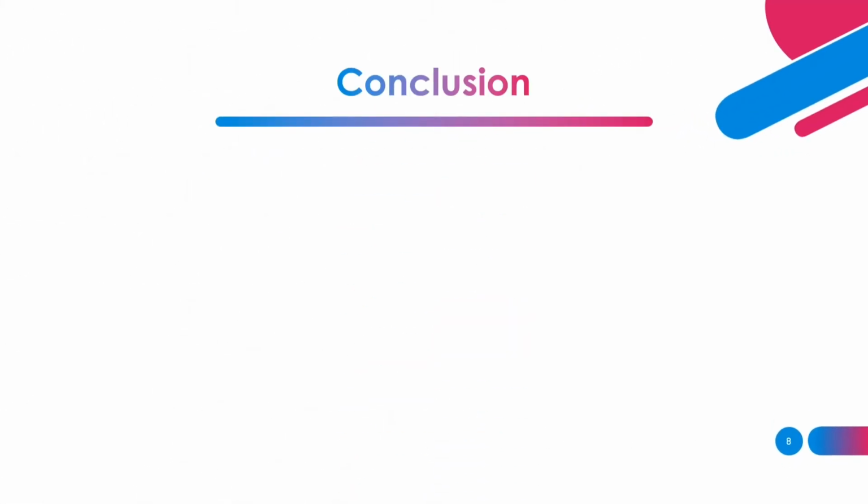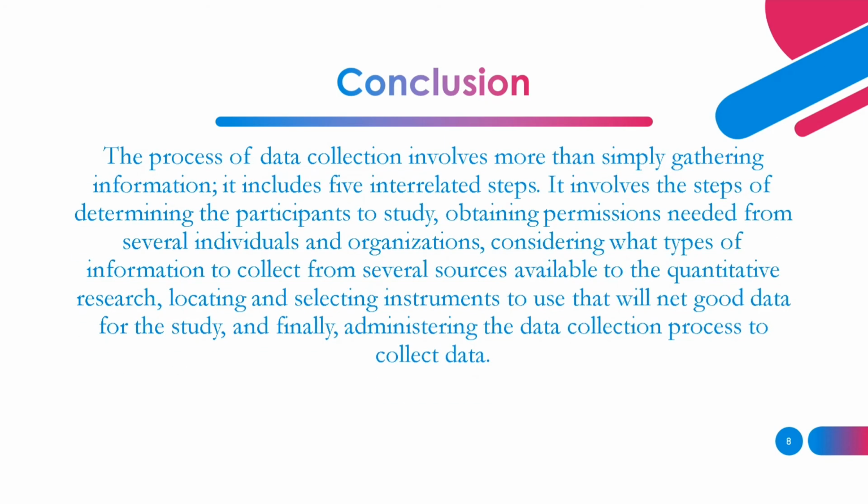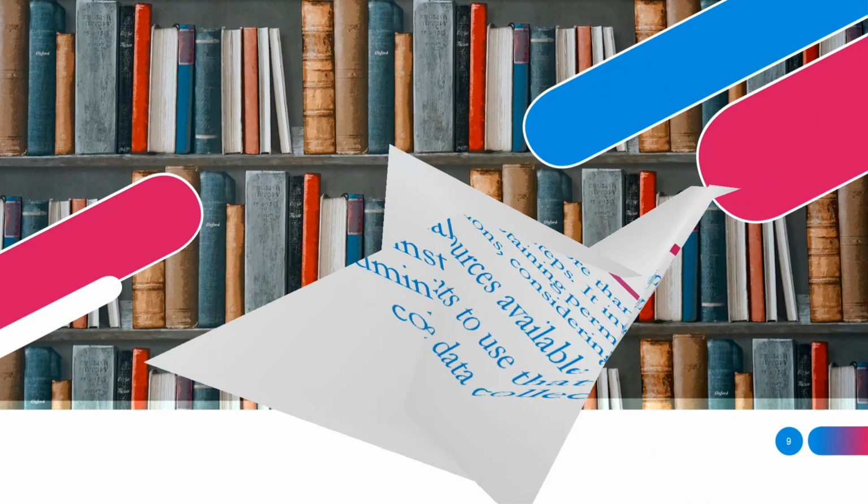So for the conclusion, the process of data collection involves more than simply getting information. It includes 5 interrelated steps. It involves the steps of determining the participant to study, obtaining permission needed from several individuals and organizations, considering what types of information to get from several sources available to do quantitative research, locating and selecting instruments to use that will need data for the study, and finally, administer the data collection process to collect data.